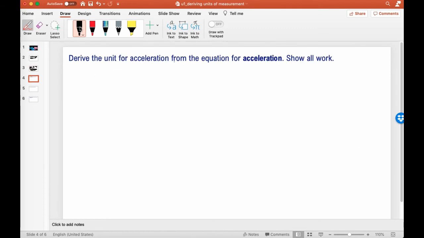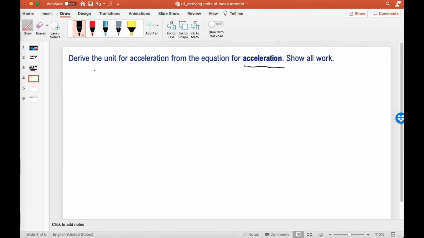All right, taking a look at another example here: acceleration. Remember, derive means where does it come from? So let's think about this for a second. If you're in a car and you are accelerating, you press on the accelerator, we tend to just call it the gas pedal, but it's the accelerator, right? And so it means it changes your speed.